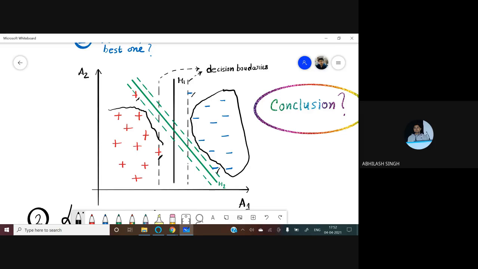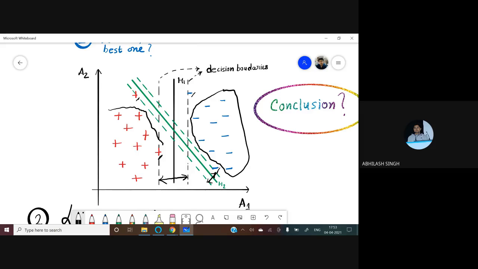You can clearly guess which hyperplane we are going to use, either H1 or H2. Look at the margin of the hyperplane. Margin is the distance between one decision boundary and the other. In this case this is the margin, and in this case this is the margin. Higher the margin, lesser will be the classification error.